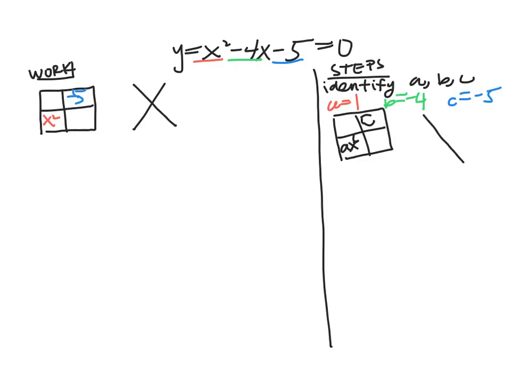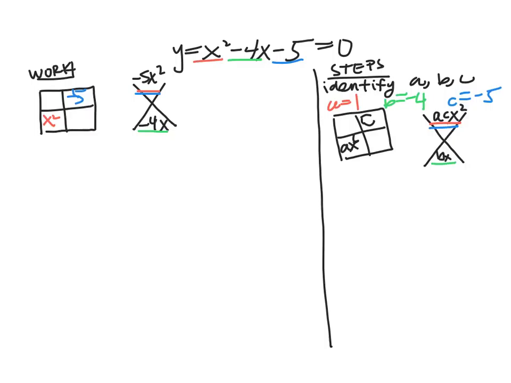Now, to set up the x, that's where it gets a little confusing, so I have to think about it. On top it's always going to be a times c x squared, because you multiply the first times the last. In this case, you're going to get -5x squared. And on the bottom, you're always going to get -4x, which comes from the b term. So on the bottom, it's always bx.